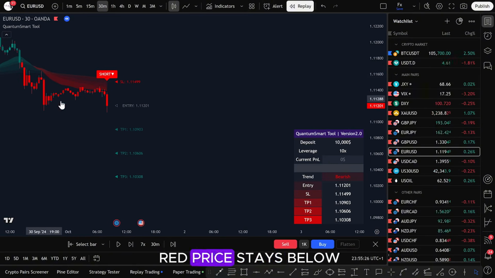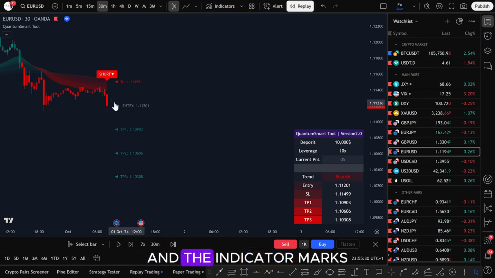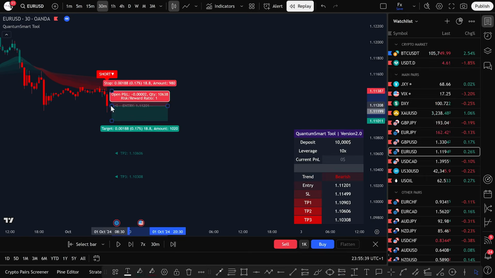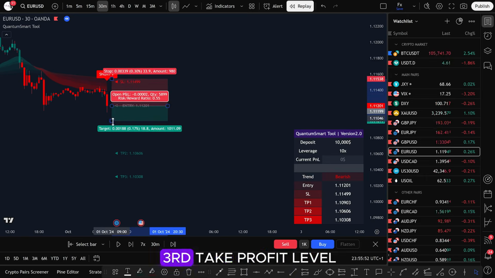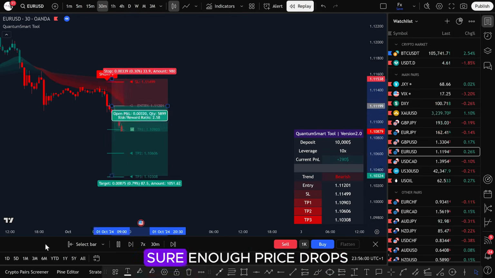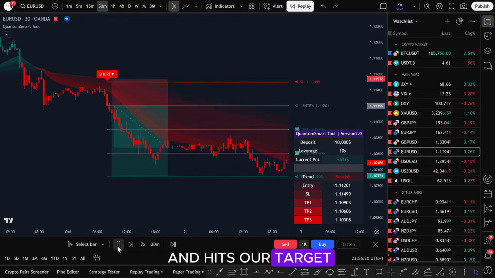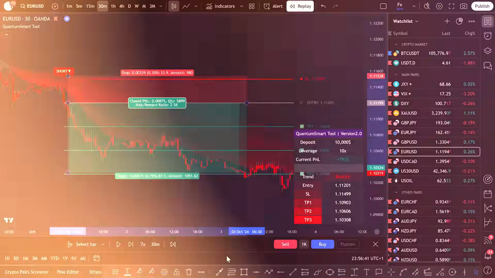Once the cloud is red, price stays below the cloud, and the indicator marks your entry, stop loss, and take profit levels. You enter the trade. Place your stop loss just above the marked zone and aim for the third take profit level. Sure enough, price drops and hits our target, locking in the profit.